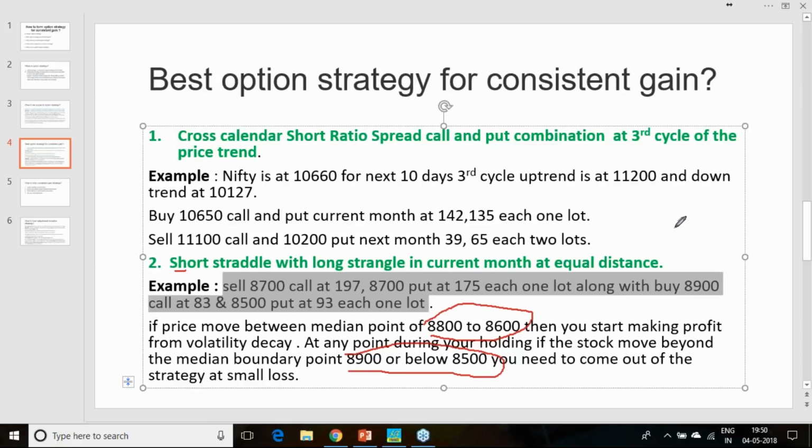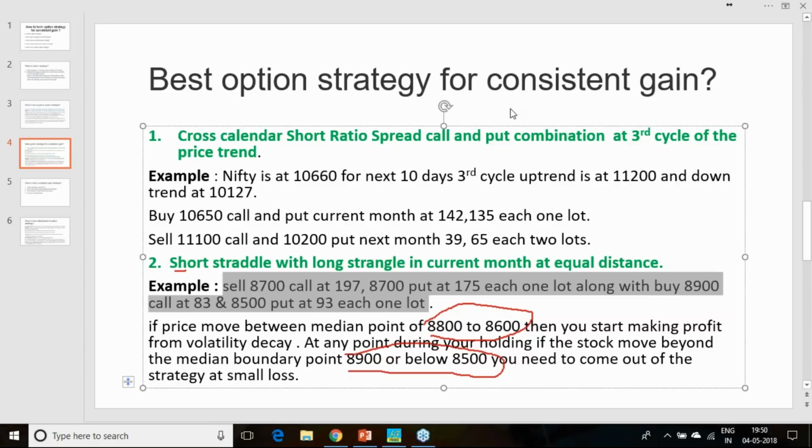If it crosses your median boundary point, come out. As long as it moves around the median point, you are making a profit, so hold that strategy. So this is the second strategy. Many other combinations also exist. You can form a conversion strategy. You can form many other strategies through which we can gain from time value.